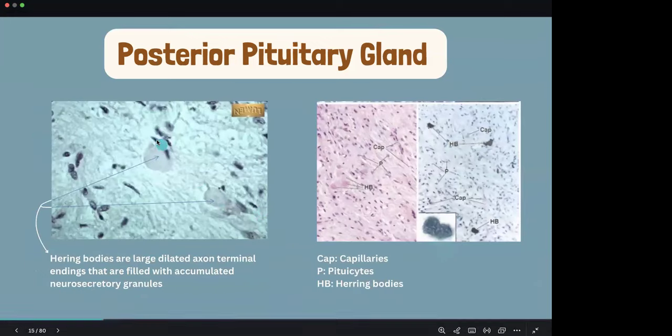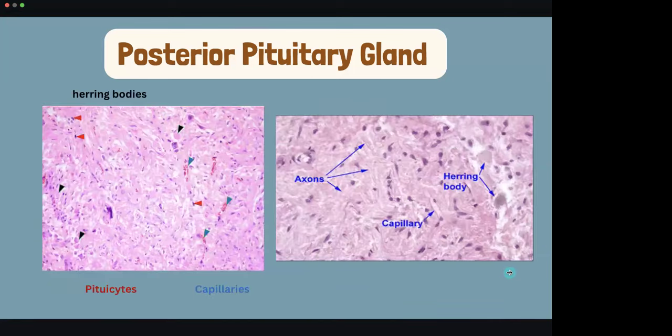This is the posterior pituitary, by the way, and this is a closer-up view. The Herring bodies are these dilated axon terminal endings. As we said, they're filled with neurosecretory granules, ADH and oxytocin. The dots are the pituicytes, and it kind of looks like a hazy painting, and the dilated ones are the Herring bodies. Here's another picture. Pituicytes are like the dots. The Herring bodies are like the dilated axon terminals. Here's another picture. Herring bodies, Herring bodies. These are the pituicytes, the dots, and the capillaries.